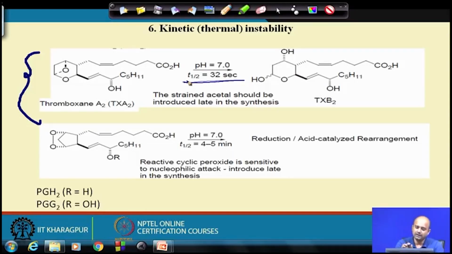So, that means the strained acetal group should be introduced in the late stage of the synthesis. You cannot carry this part along as a starting material and then make this bond, because it is very unstable. The same thing can apply to this part also, this prostaglandin. So, those are the finer points which you always need to take care of.